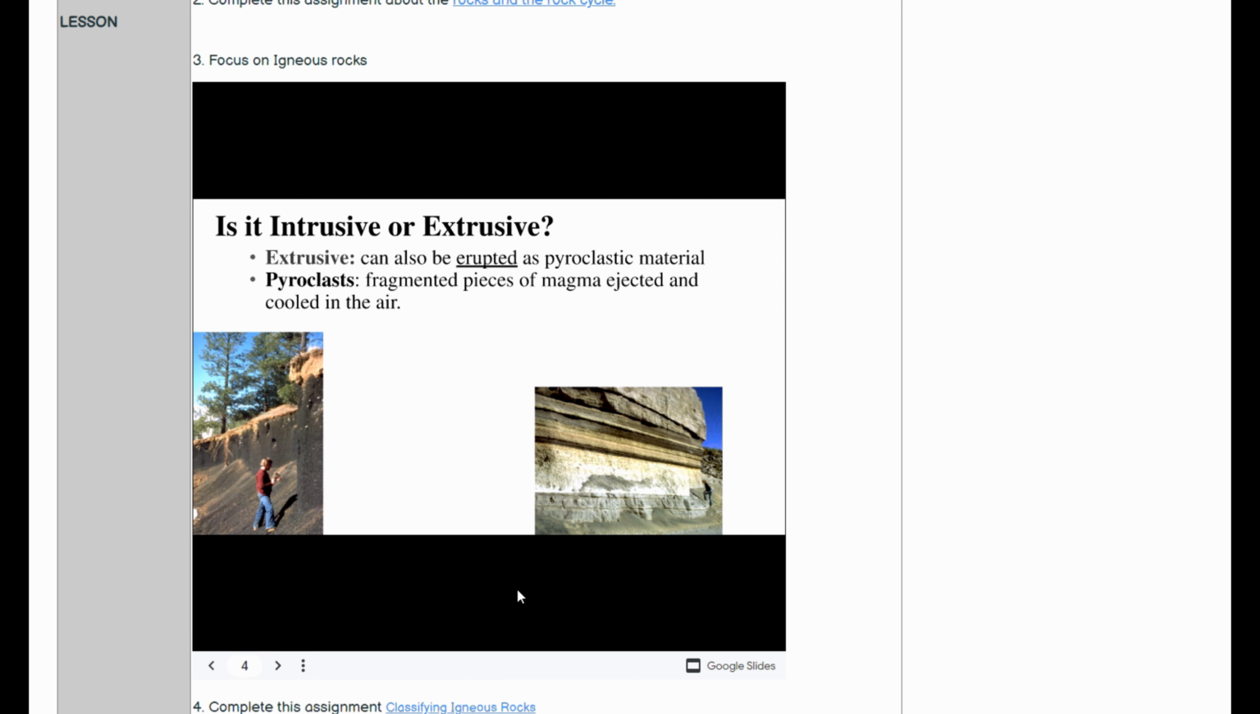So now here on slide 4, this is where you're going to want to start writing some things down if you had already had the material from the previous few slides. Extrusive rocks. They form on the surface, but they can also be erupted from pyroclastic material. Remember that pyroclastic material is the stuff that's shot out of volcanoes. Fragmented pieces of magma that are ejected into the air and cool off as they're flying through the air.